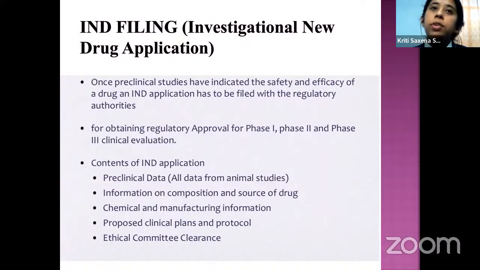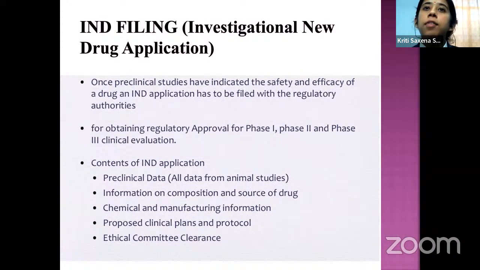So we have completed the preclinical studies. That is, we have promising data from our animal studies. Then we compile all that data, we document it with proper protocols, and then we apply for the IND filing, that is investigational new drug application. This is filed with the FDA. Every country has its own FDA, and globally we have the US FDA.